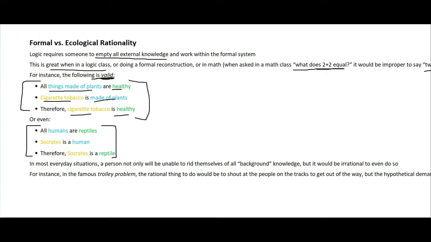If the premises are true, so if the premise all humans are reptiles is true, and if Socrates is a human, then we are guaranteed that the conclusion, Socrates is a reptile, would follow from the two premises. But as I have said, these are unsound. So there's the difference between validity and soundness here. And so Steven Pinker says, in most everyday situations, a person will not only be unable to rid themselves of all this background knowledge, it would be irrational to even do so.